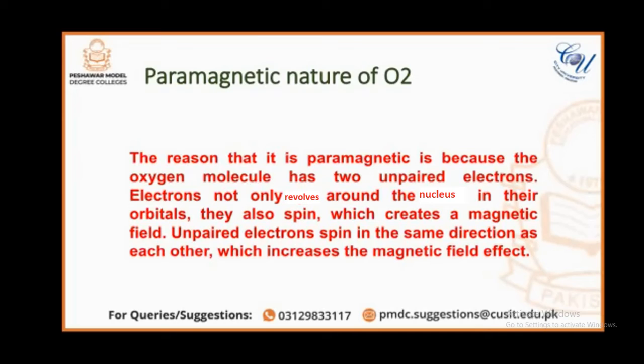Oxygen is paramagnetic due to the presence of 2 unpaired electrons in the anti-bonding molecular orbitals. The electrons not only revolve around the nucleus but also spin about their own axis, which creates a magnetic field. The unpaired electrons spin in the same direction. Therefore, their spins add up and increase the magnetic field. As a result, oxygen is a paramagnetic molecule.